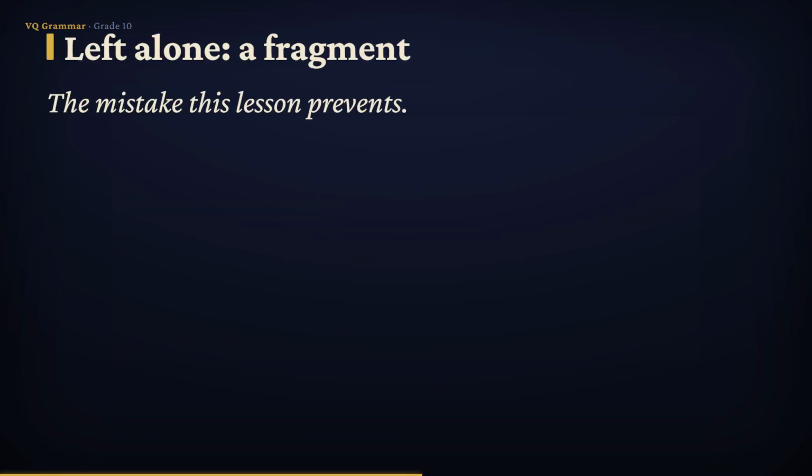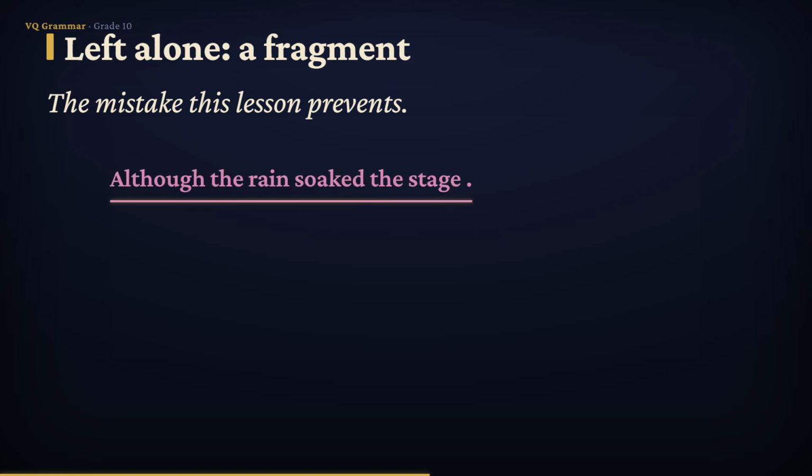Here is the mistake this whole lesson is designed to prevent. Take that subordinate clause and set it down all by itself. Although the rain soaked the stage. Period. It has a subject and it has a verb, so it certainly looks like a sentence, but it is not one. It's a fragment, an incomplete thought pretending to be finished. Your reader reaches that period and thinks, wait, what about the rain?